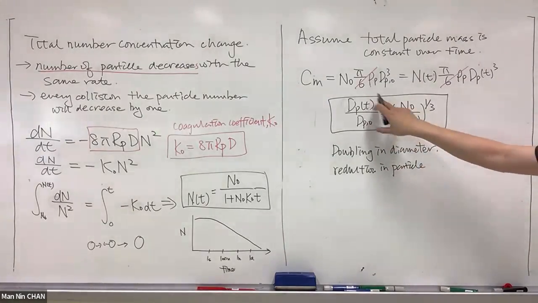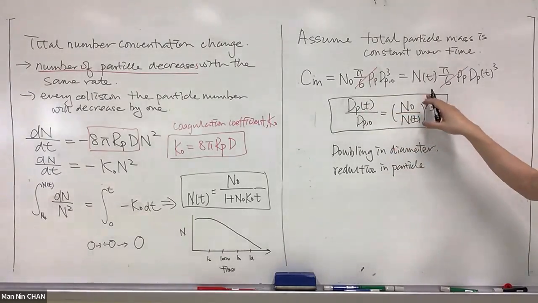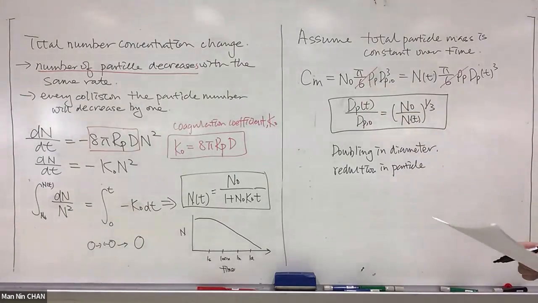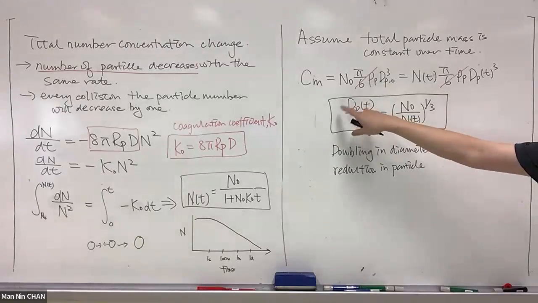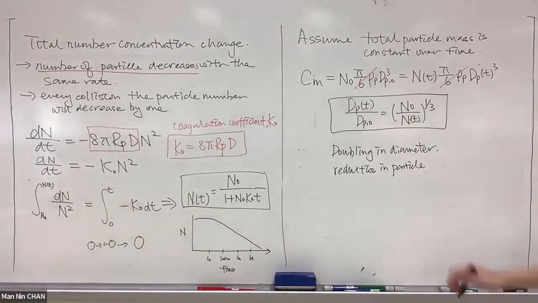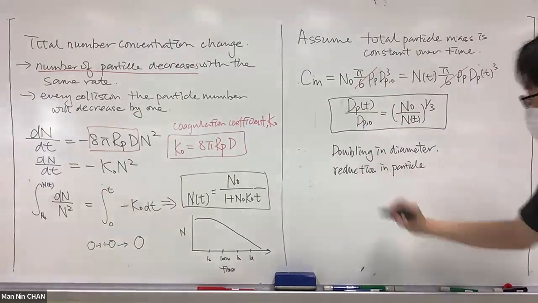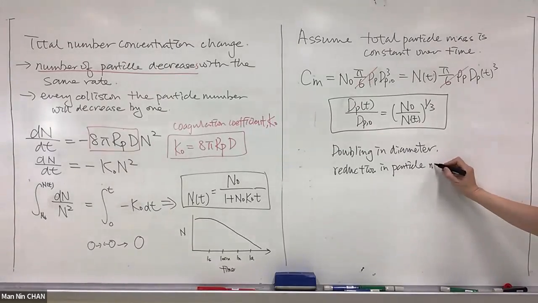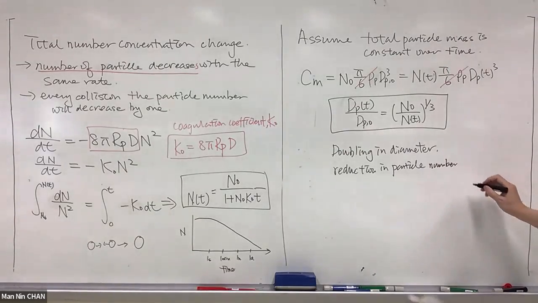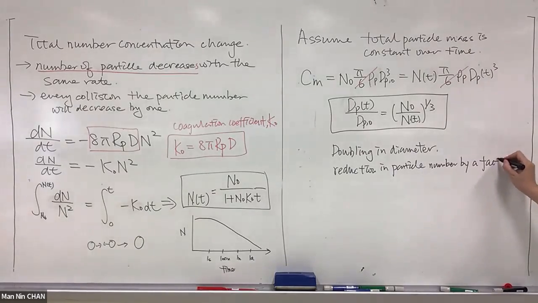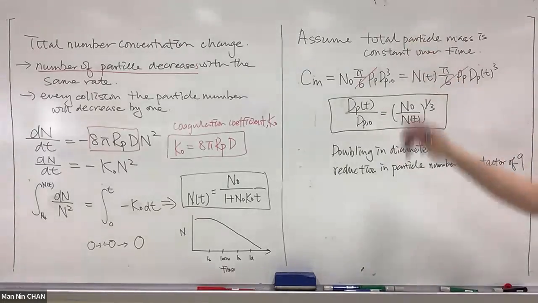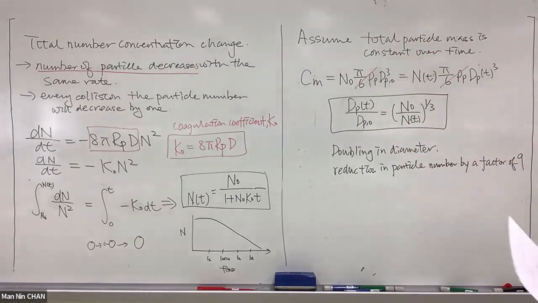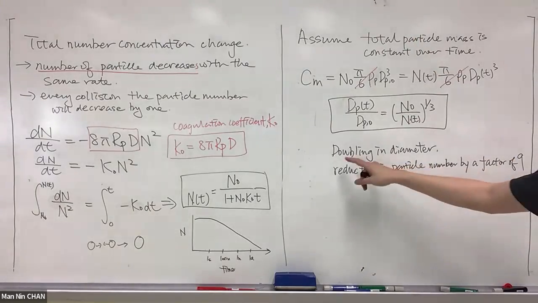So if you set this equal to 2, and then you have this 1 over 3, right? So you can do the calculation. You will find that if I want to double the size, say the diameter, now this becomes 2 dp naught, okay. So the reduction in the particle number would be by a factor of 9. Okay. So you'll see that your number concentration has to be reduced by a factor of 9. And in that case, you can see your size will increase, say double here.